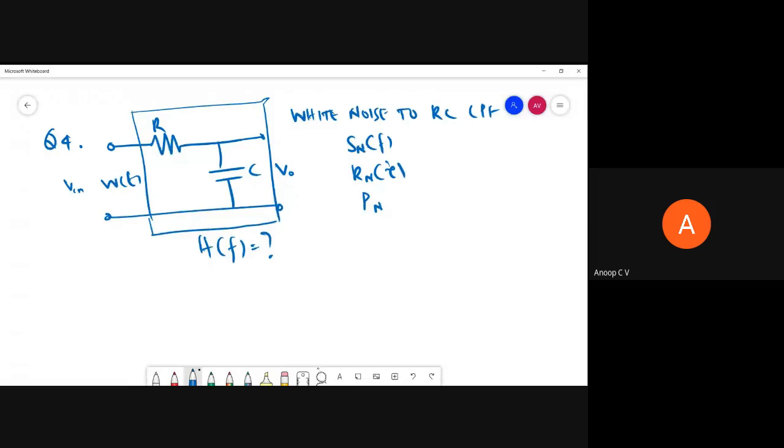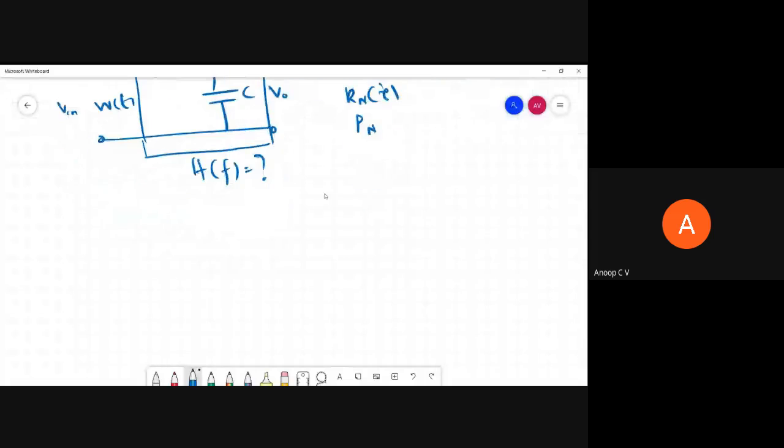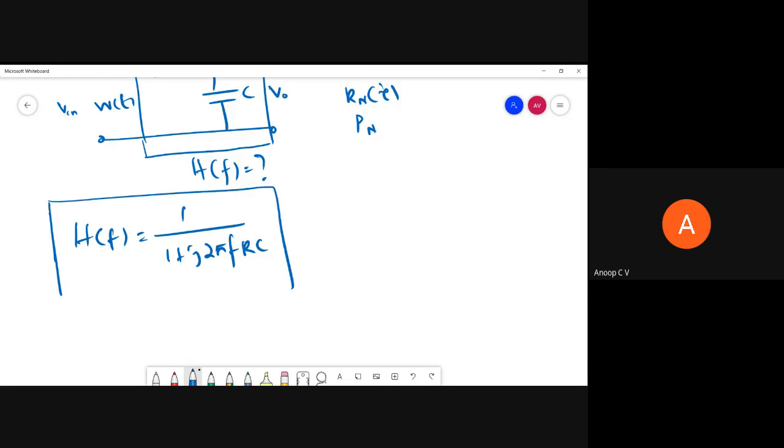Right. So the transfer function H of f of an ideal low pass filter is 1 by 1 plus j 2 pi f RC. This is the transfer function of the ideal low pass filter, right? So maybe you can find it out yourselves. I'll give you a hint how to do this.